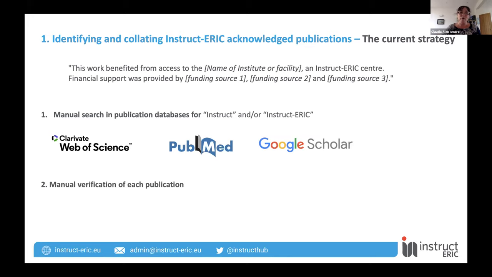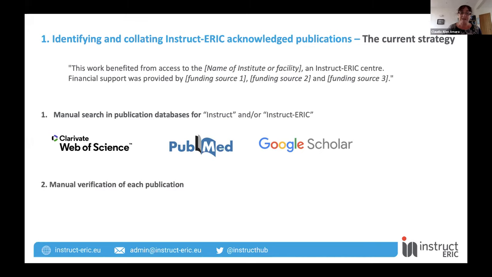And then manually we search Web of Science or PubMed or Google search for Instruct ERIC, to look for all the papers that have acknowledged Instruct ERIC. And then we have to manually verify each publication. Why do we have to do that? Because we have a lot of false positives and false negatives that we need to try to avoid.